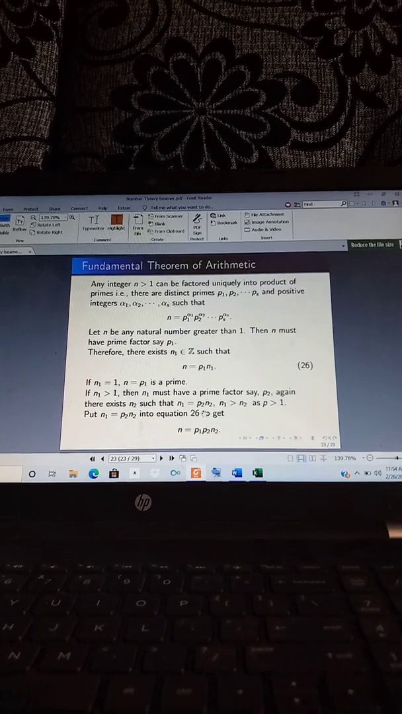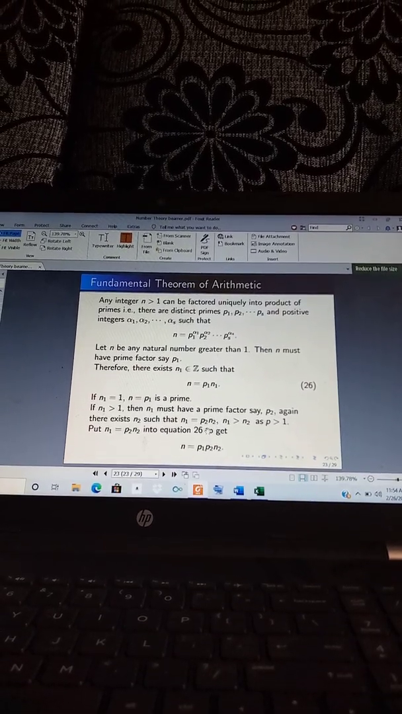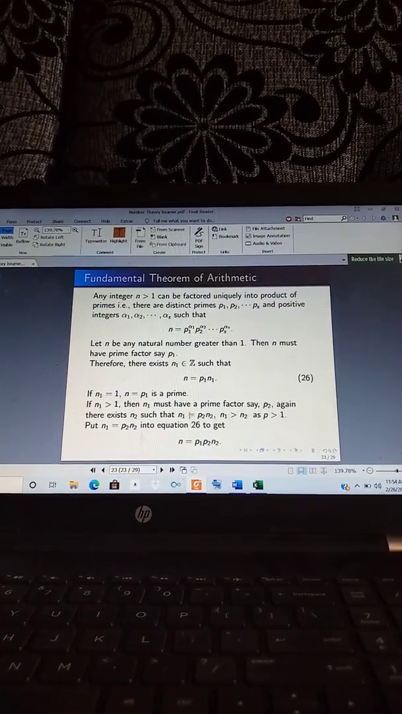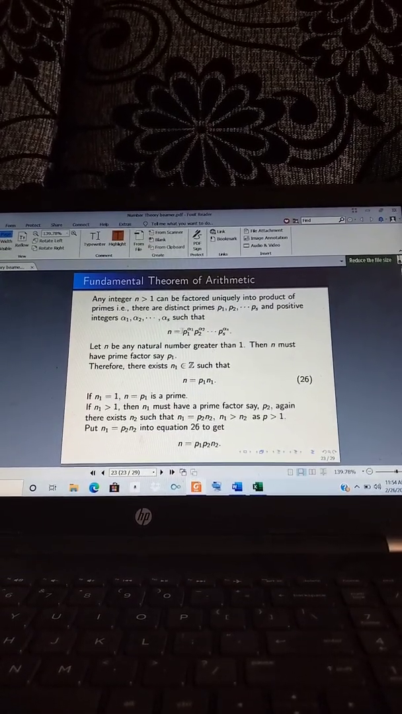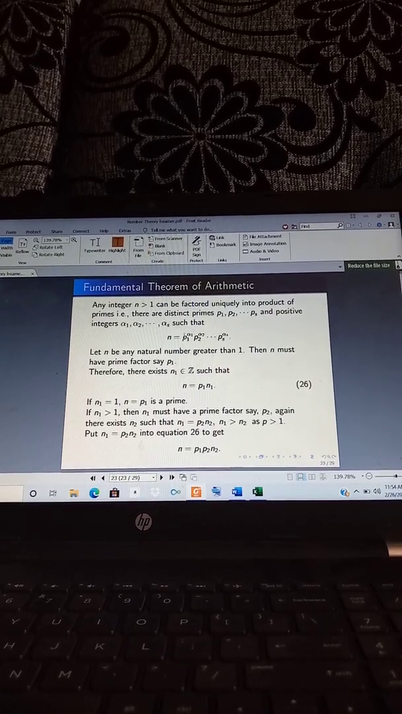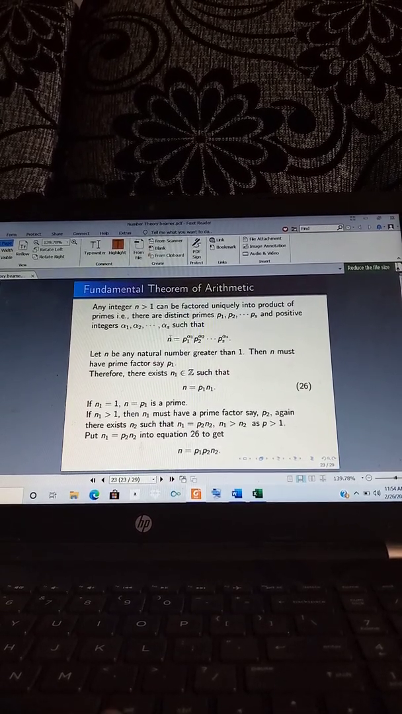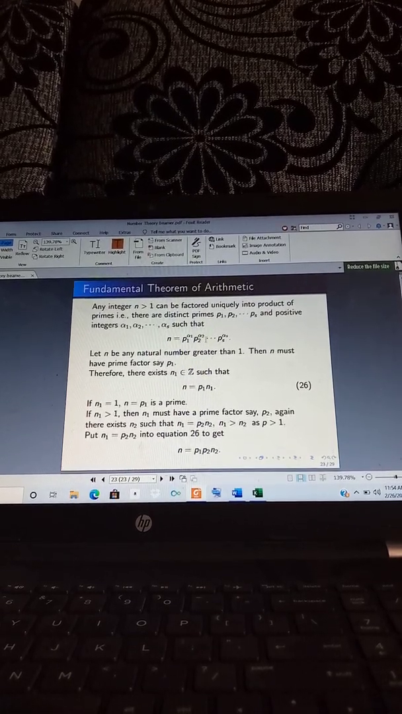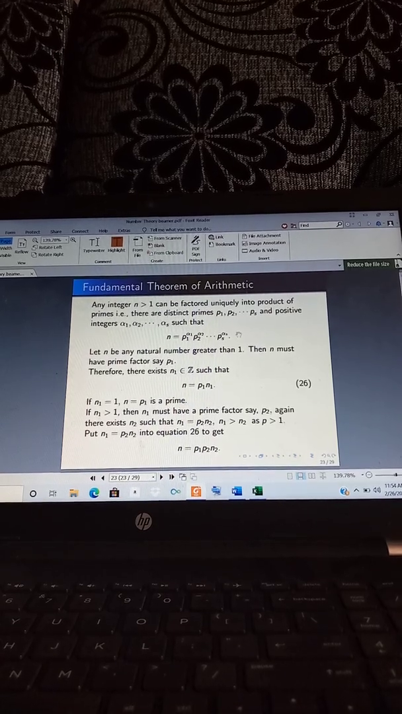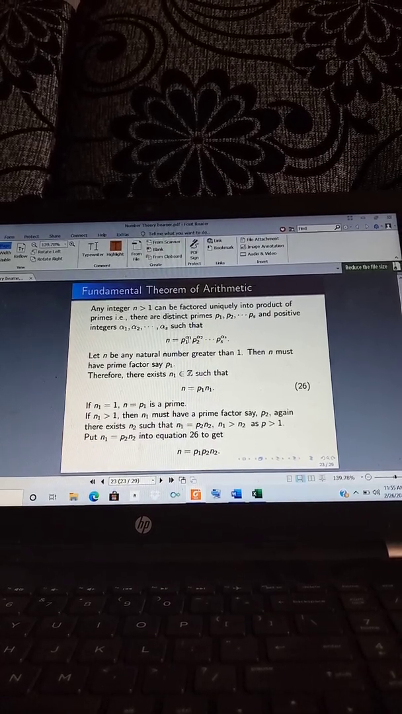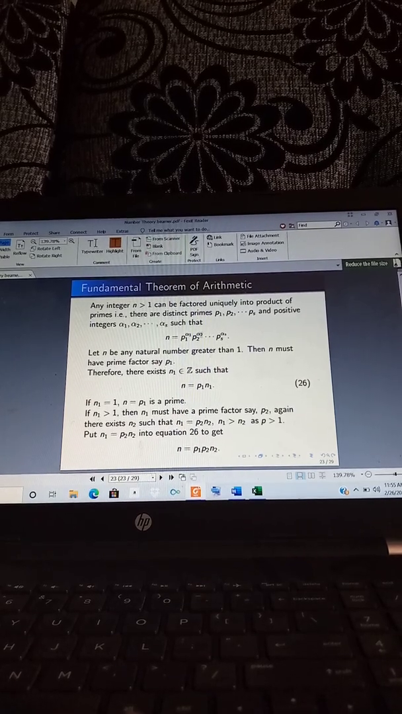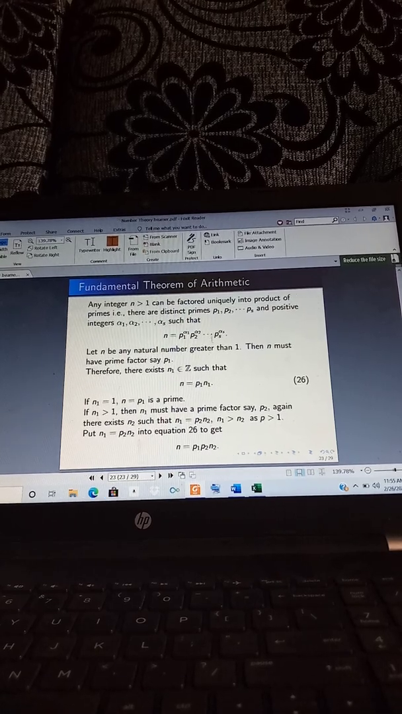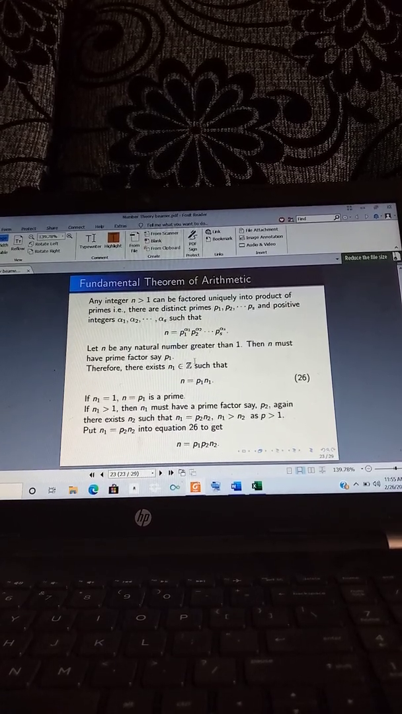So our next theorem is the fundamental theorem of arithmetic, which states that every integer n greater than 1 can be expressed as a product of primes in one and only one way. So if we have an integer n, it has been decomposed into a product of its prime factors. So n equals p1 raised to power alpha 1, p2 raised to power alpha 2, times up to ps raised to power alpha s. So let's look at the proof of the fundamental theorem of arithmetic.